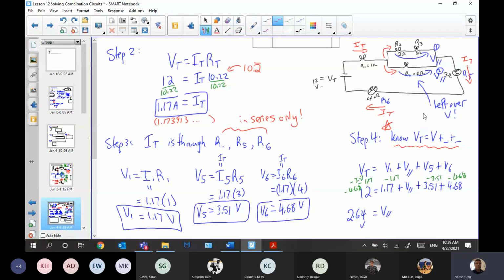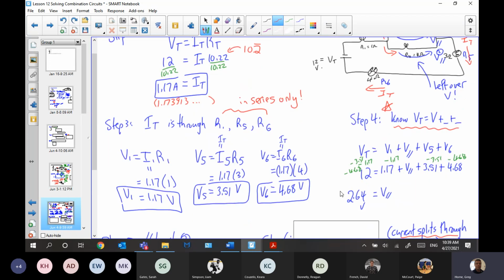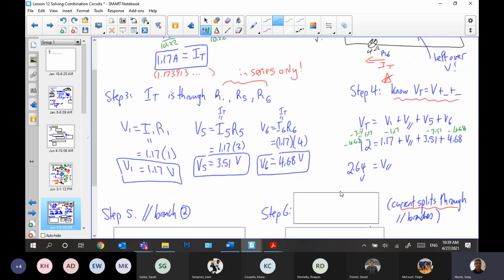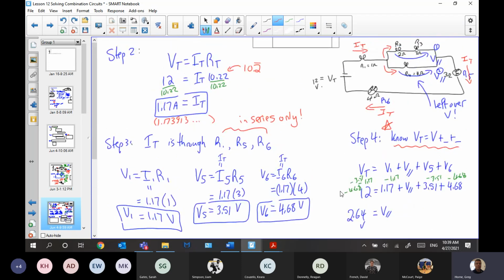So when we put our numbers in, we know the 12 equals the 1.17 plus the voltage across the parallel branch plus 3.51 plus the 4.68. And so we just solve for the voltage across the parallel branch. I didn't put a box around that one because voltage across the parallel branch isn't necessarily one of the ones we're looking for. But it is going to give us, of course, the voltage across the 4 ohm, and that'll be boxed in as an answer I'd be looking for.